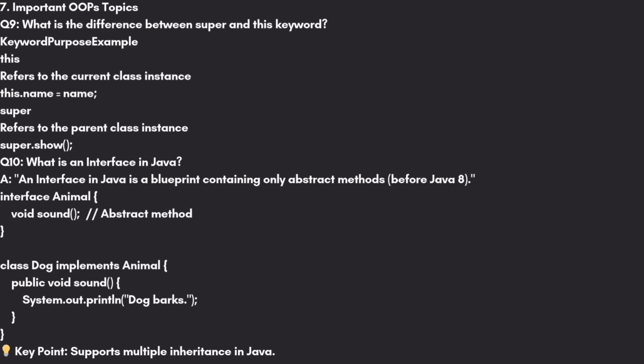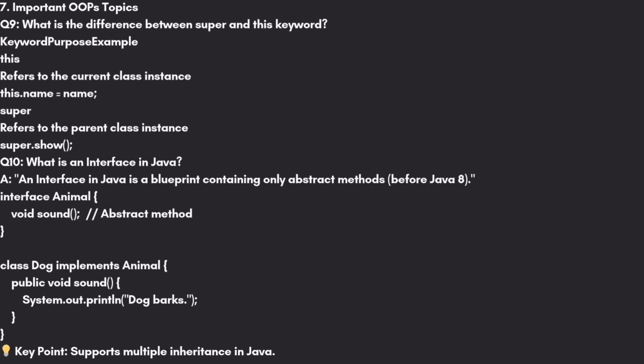Question number 10 is, what is an interface in Java? An interface in Java is a blueprint containing only abstract methods before Java 8. So you can read that, a short and to the point definition of an interface. Here's an example: we have an interface Animal, in which we have the abstract method void sound. Now we have the Dog class, which implements Animal, and we have the function sound, in which we print Dog barks. The key point to remember is that it supports multiple inheritance in Java. As you know, multiple inheritance in Java can be achieved by interface.